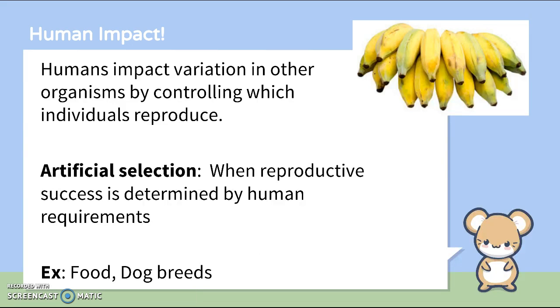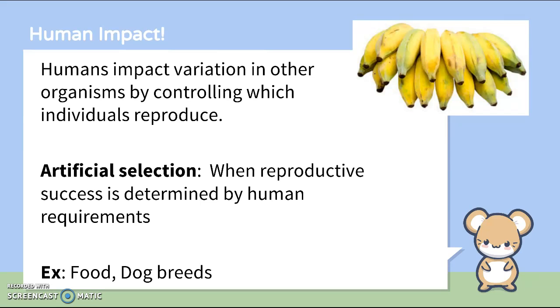And artificial selection is when reproductive success is determined by human requirements. So we're going to see this a lot in food. We're going to see this a lot in, of course, pets like dogs. Bananas is a great example because the bananas that we will eat or the varieties that we'll see in the store are not the original population that we saw naturally occurring in the wild. And over time, humans have selected the types of bananas, the sweeter ones, the ones with smaller seeds, that they find more desirable to eat.